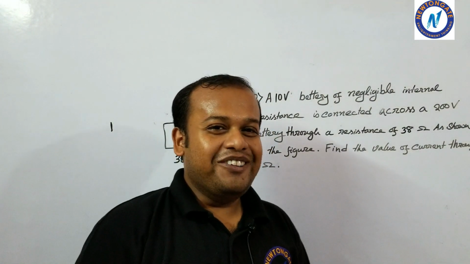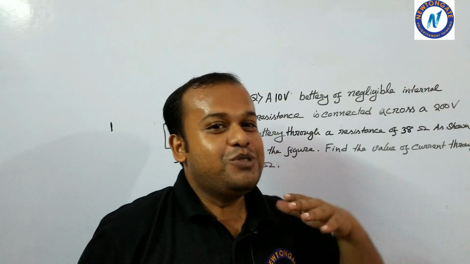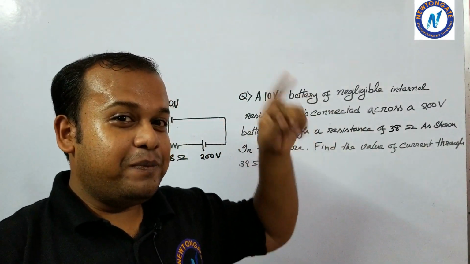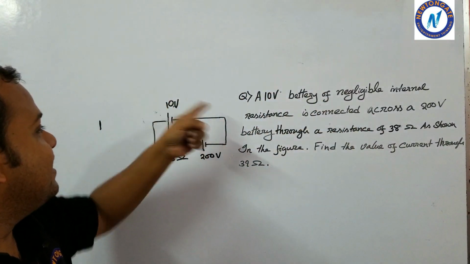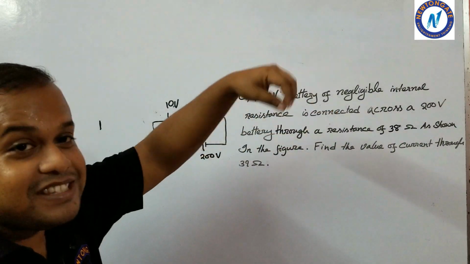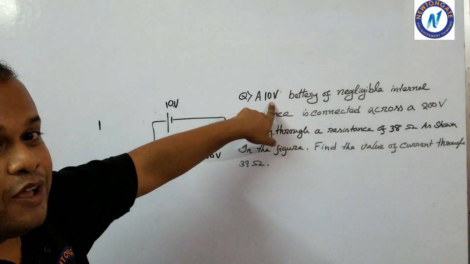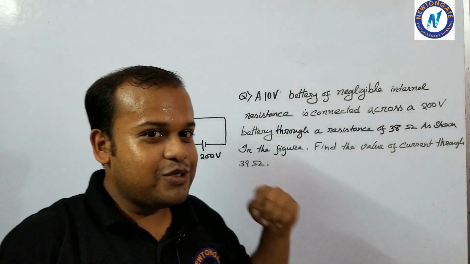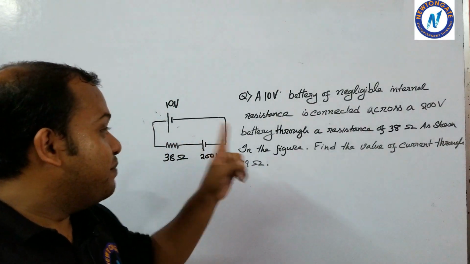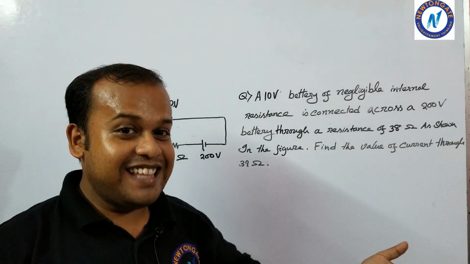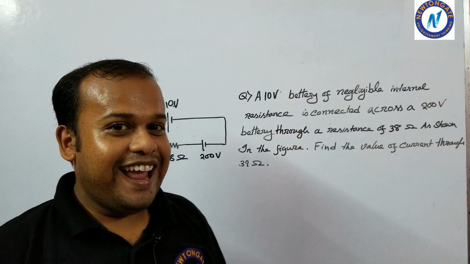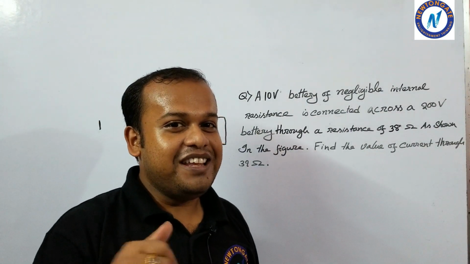So based on our previous analysis, can you solve this problem? This problem is kind of similar to the previous one, but in this case, this negligible resistance battery is of 10 volts and the resistance is 30 ohms. So can you do this based on the previous analysis that we did in this video? Okay, please do this problem. This is for you, and comment your answer in the comment box.